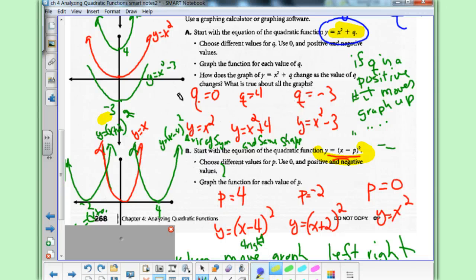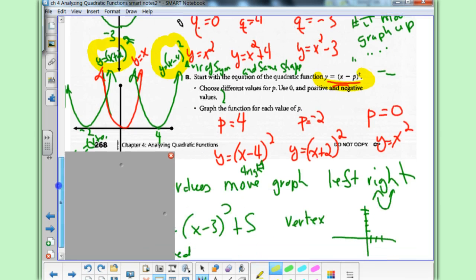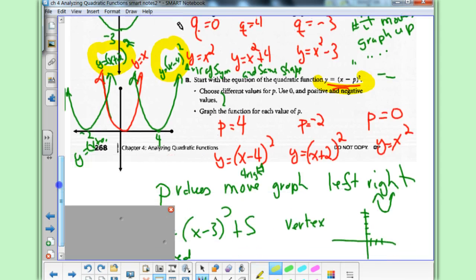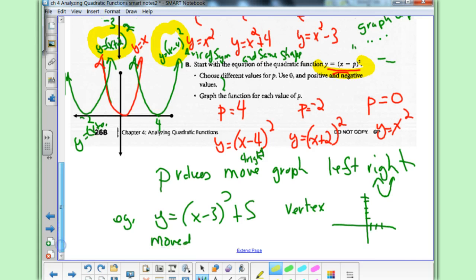When I graphed x plus 2 squared, that was over on the left. When I graphed x minus 4 squared, that was over on the right 4. My conclusion seems to be that the P-values move things left to right. When I see x minus 4 squared, it went 4 right, and x plus 2 squared moved it to the left, and 0 meant that it just stayed still. Well, that's cool.